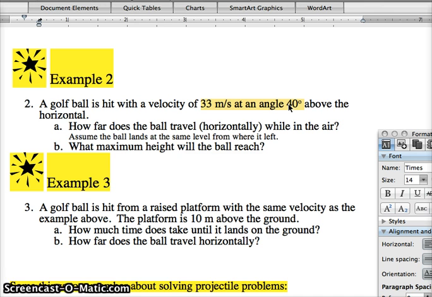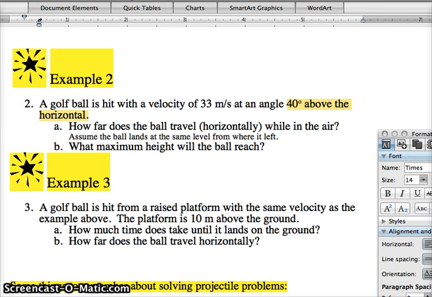Since we're dealing with a two-dimensional kind of thing here, of course, this is going to be some amount above the horizon. We want to know how far the ball travels horizontally while it's in the air, and we're making the assumption that it's going to land at the same level. Okay, so we're going to think about what that means. And the second question says, what is the maximum height the ball will reach?